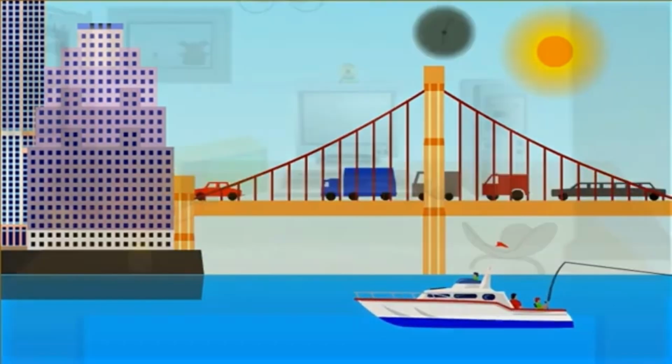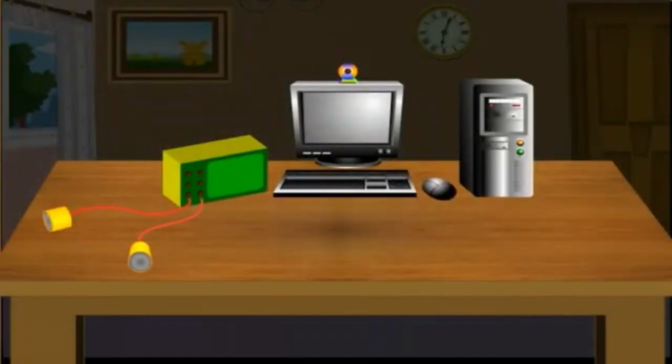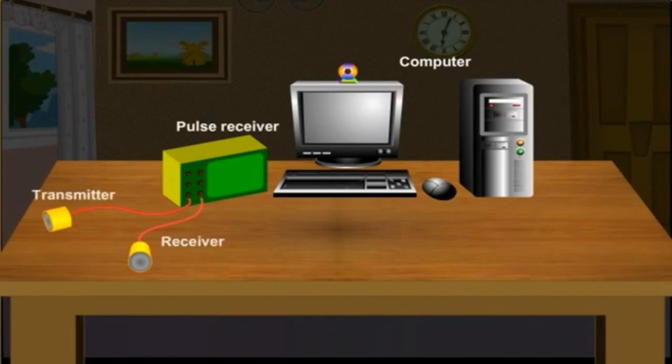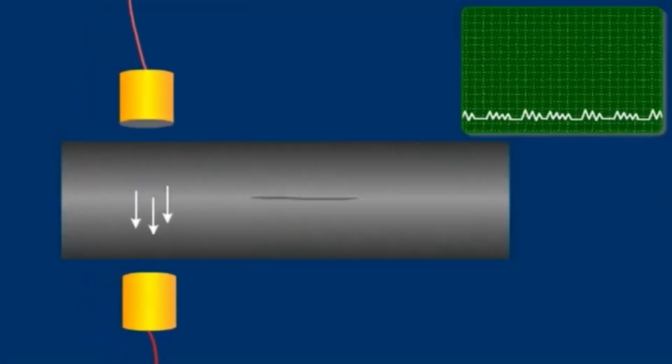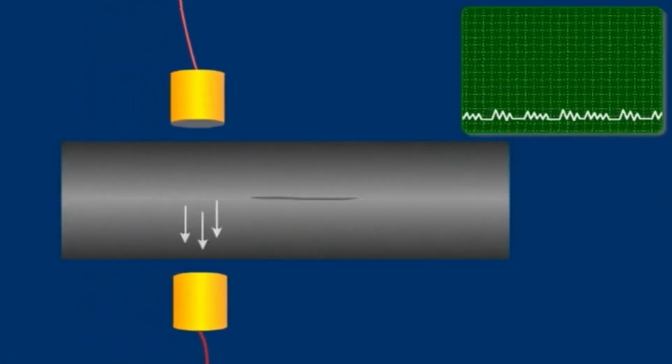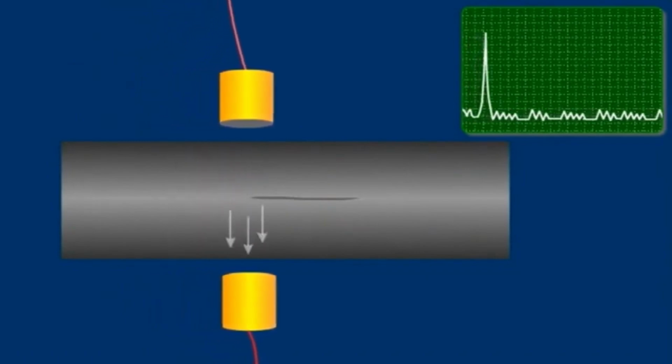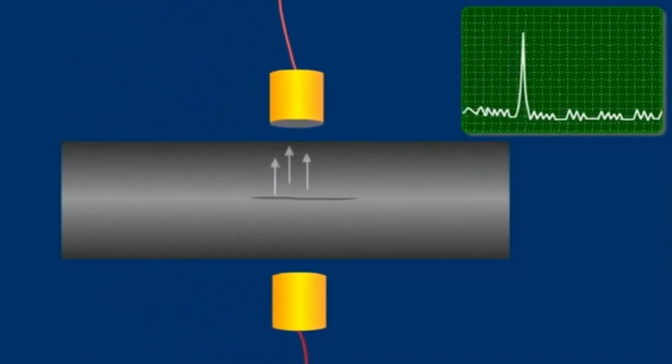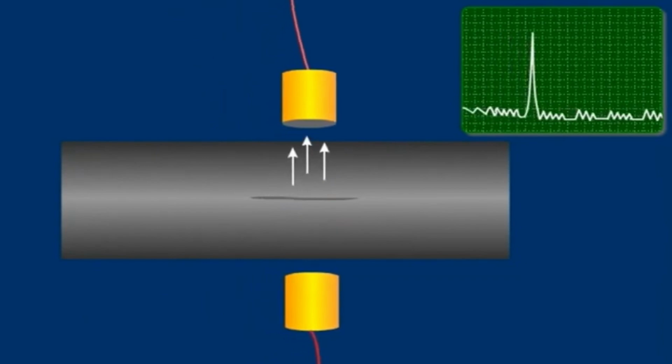To understand it better, let's look at this setup. You see, there is a computer, there is a pulsar receiver, there is a transmitter and a receiver. Now what actually is done is, you move the transmitter and the receiver together over the surface of the metal. Can you see that? While you do that, you get a graph. And when there is a crack, the ultrasonic waves are actually reflected. And that shows in the graph in the form of a peak. And that's how you detect a fault or a flaw in the metal.